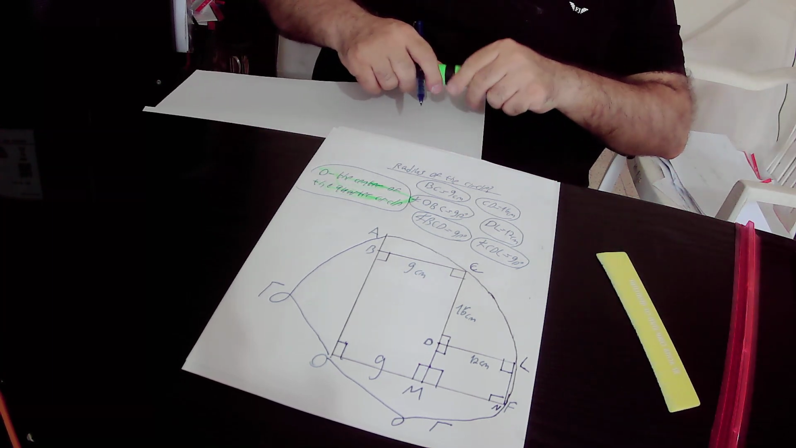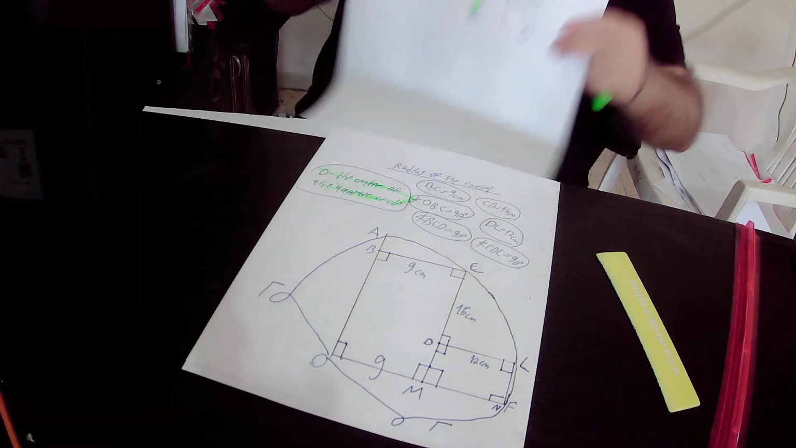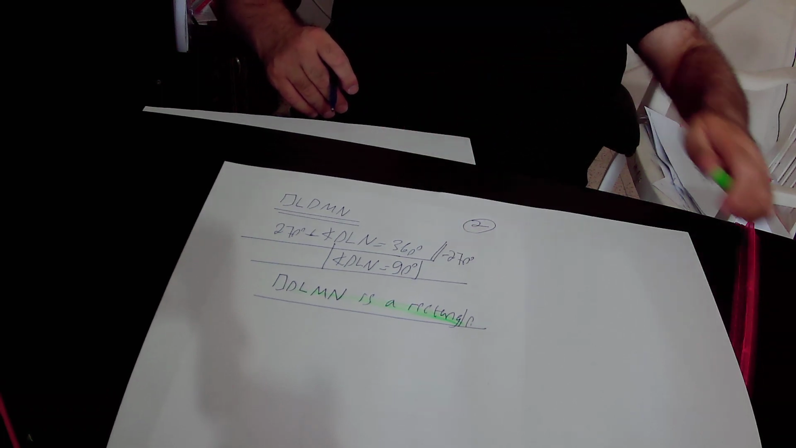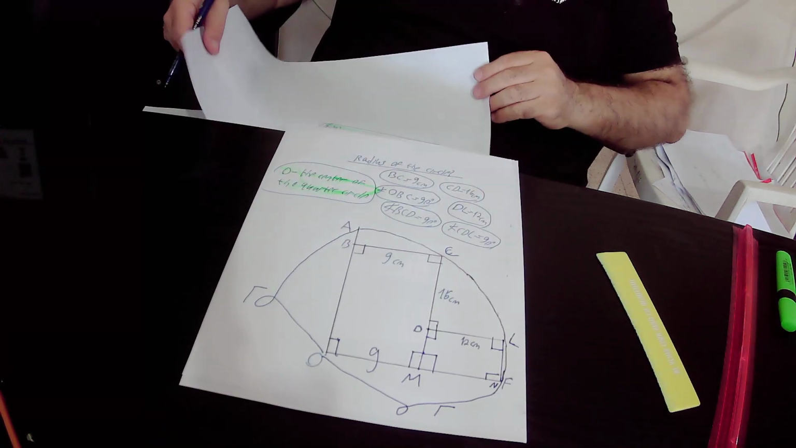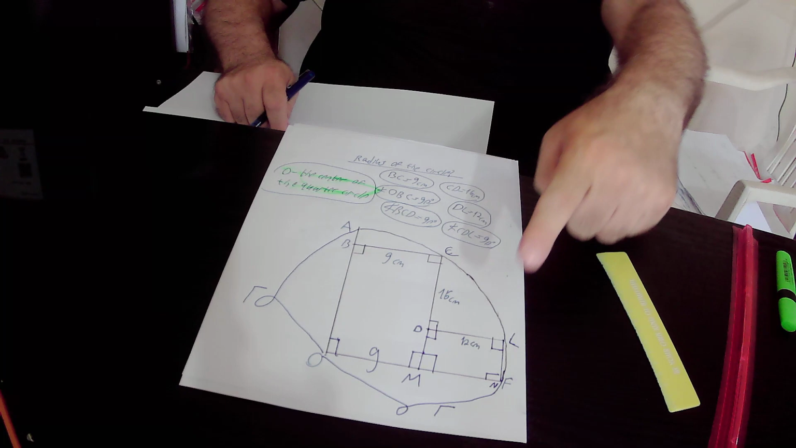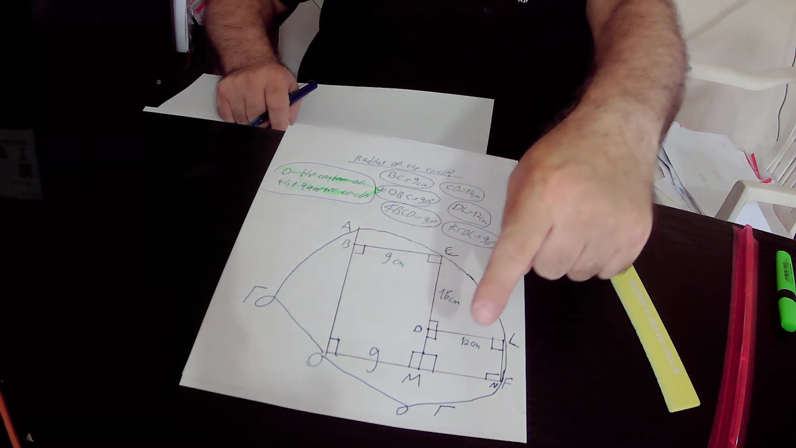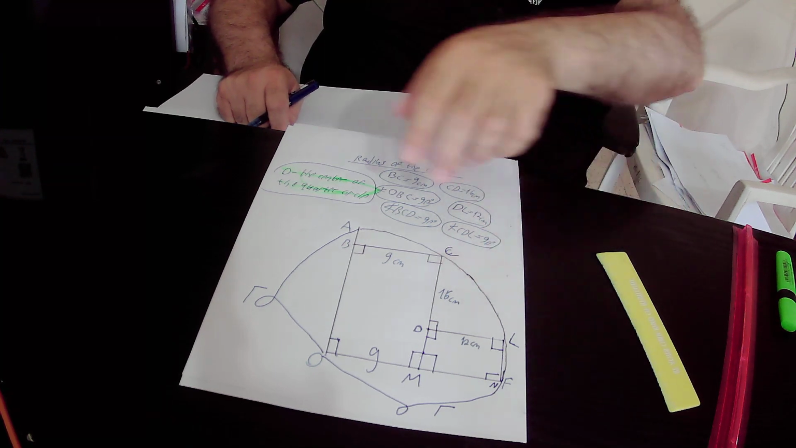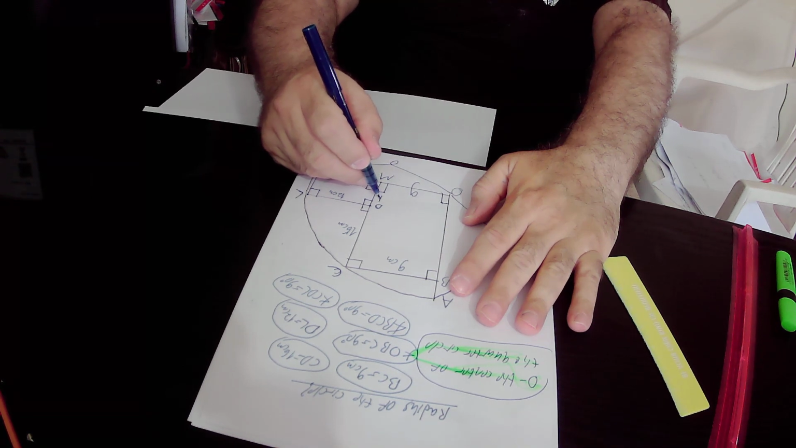So I'll repeat again. Quadrilateral DLMN is a rectangle, and we also know that the opposite sides of a rectangle are equal to each other. So in rectangle DLMN, its opposite sides are equal to each other. So we define side DM of rectangle DLMN as H. Here DM equals H according to our definition.